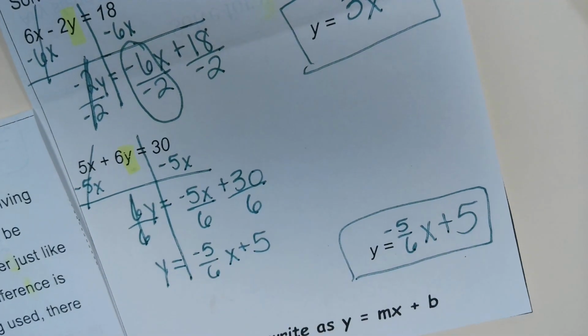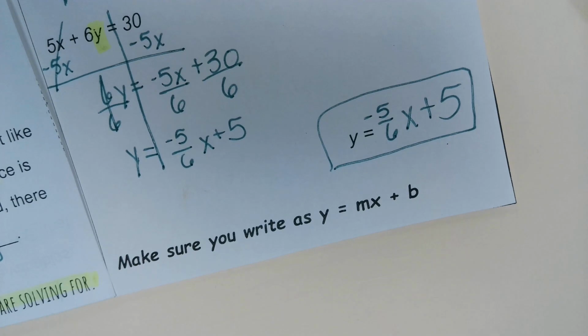So you're following the same steps as solving equations. You want to leave it as y equals mx plus b. You're going to glue this in the next page of your journal. If you need to take pictures for you to do your homework, you can.